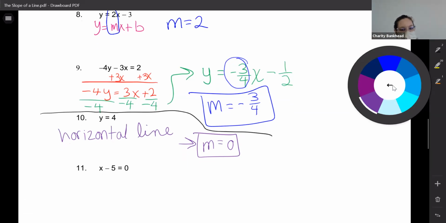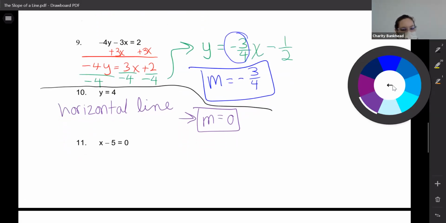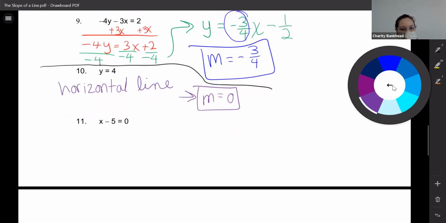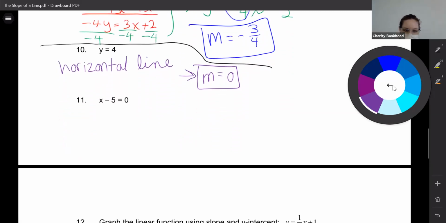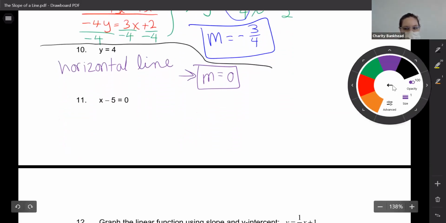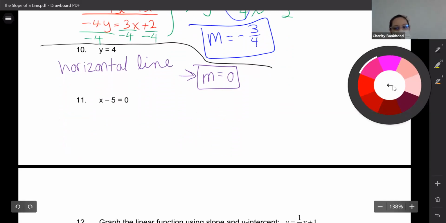And then number 11, x minus 5 equals 0. So there is no y there. So that automatically tells me that it has to be a vertical line. I guess I don't have to do this part, but I will just make it x equals 5. So that's a vertical line, which means the slope is undefined.